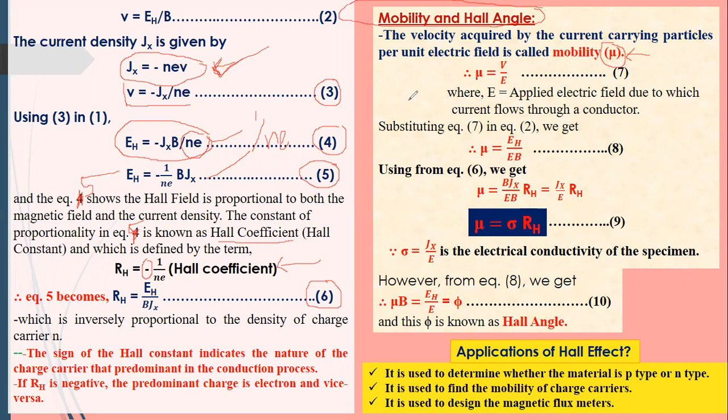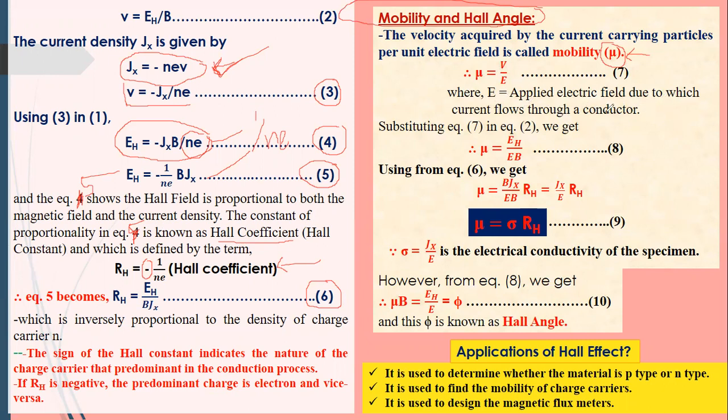In the university level examination, if a short question asks what is mobility or define mobility, you have to write that the velocity acquired by the current carrying particles per unit electric field is called mobility. Therefore mu is equal to V upon E, where E is the applied electric field due to which current flows through a conductor.